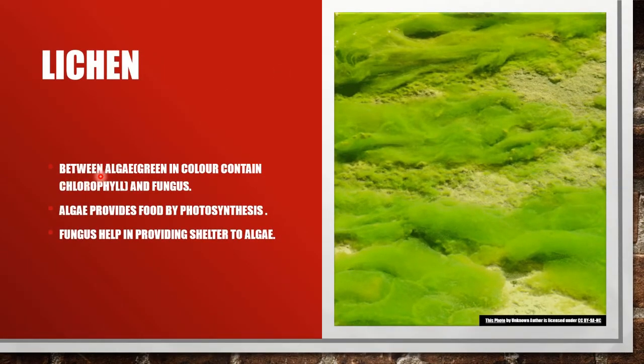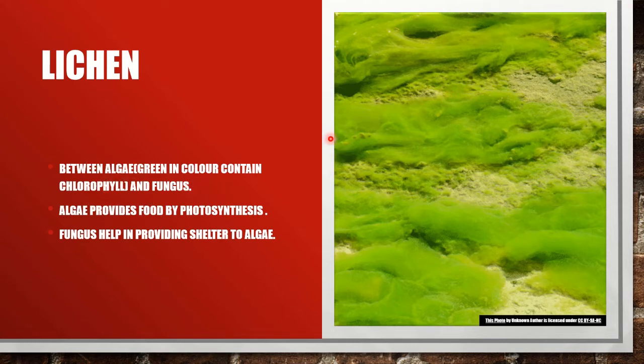Same as in lichen. Lichen is an association between alga and fungus. Alga means green in color and contains chlorophyll. Have you seen in very stagnant water bodies or on plants some small green organisms growing? So in lichen, the example is between alga and fungus.